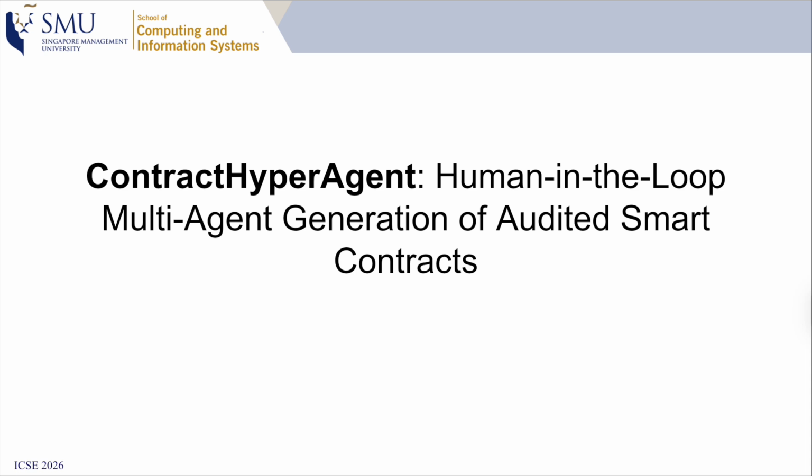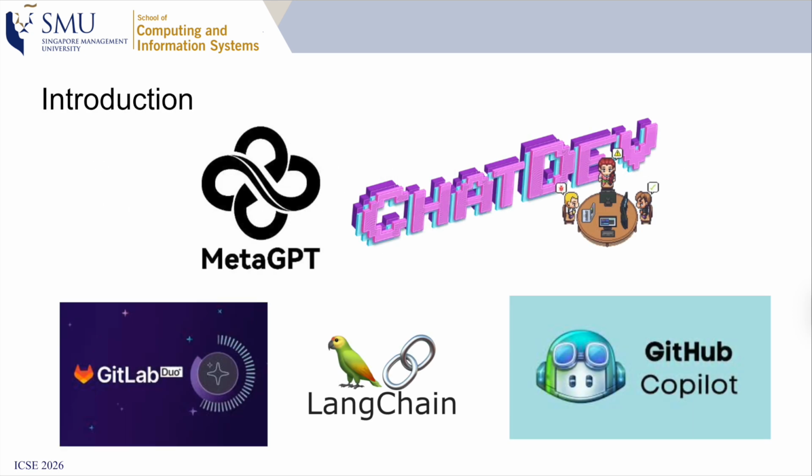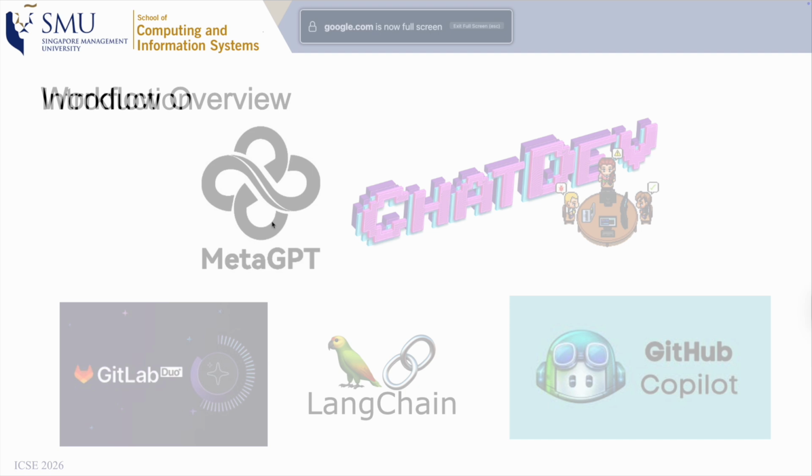Recent multi-agent systems can tackle software development, but they often lack domain-specific support and flexible human interaction. We introduce ContractHyperAgent, a system that lets users develop smart contracts from scratch without expert knowledge, while ensuring security checks during generation. It uses GitHub issues for user-friendly interaction, allowing you to review and revise code in natural language.